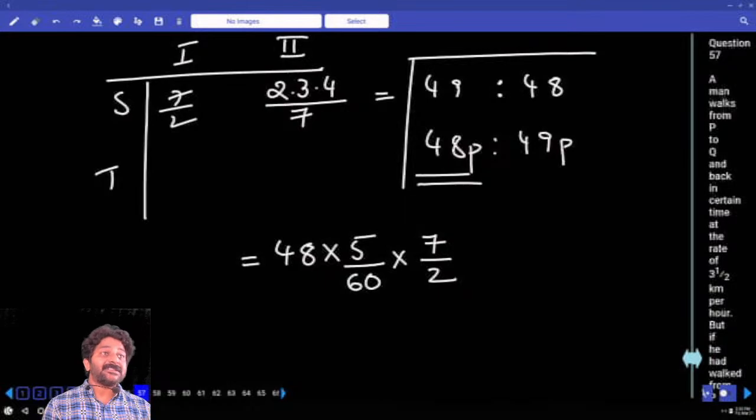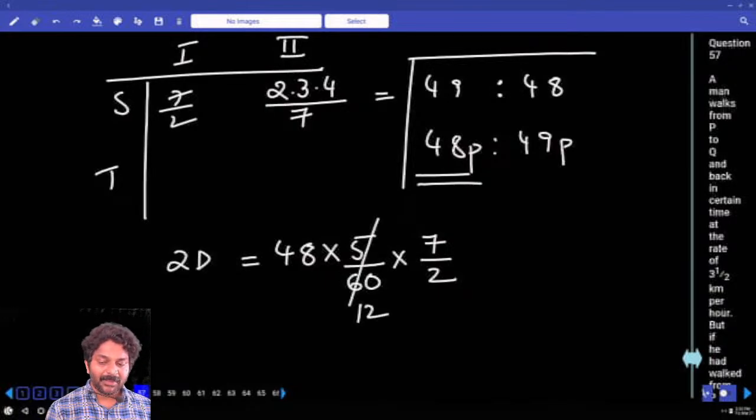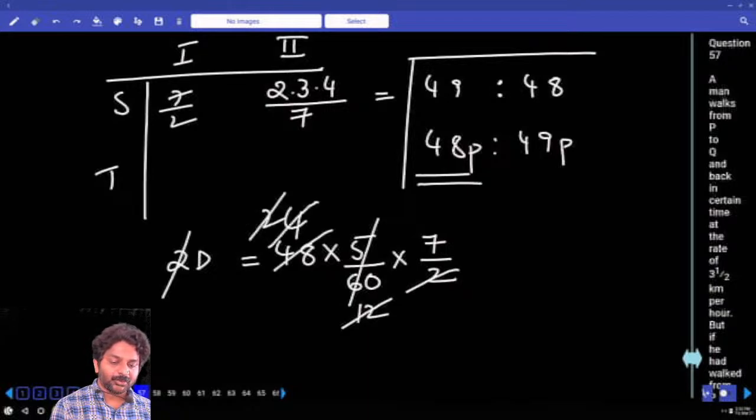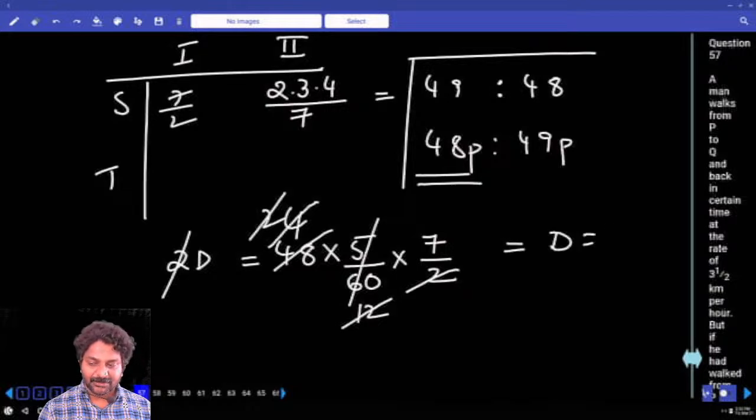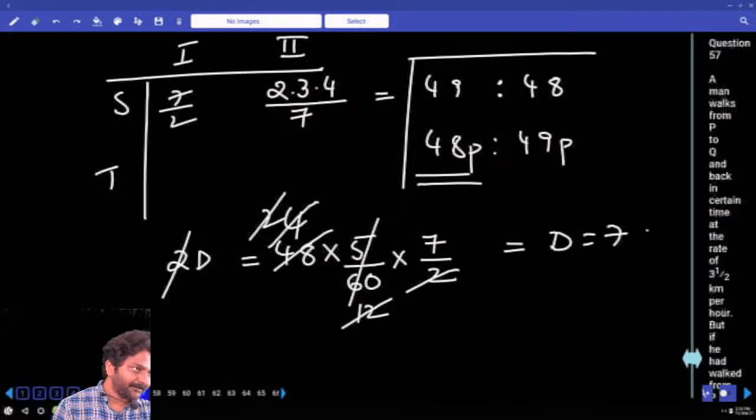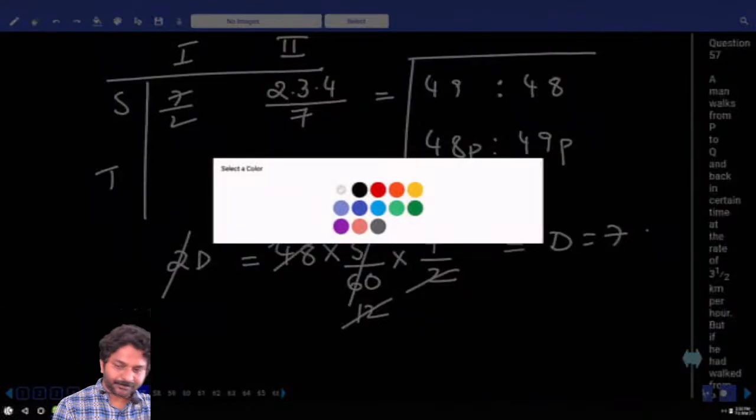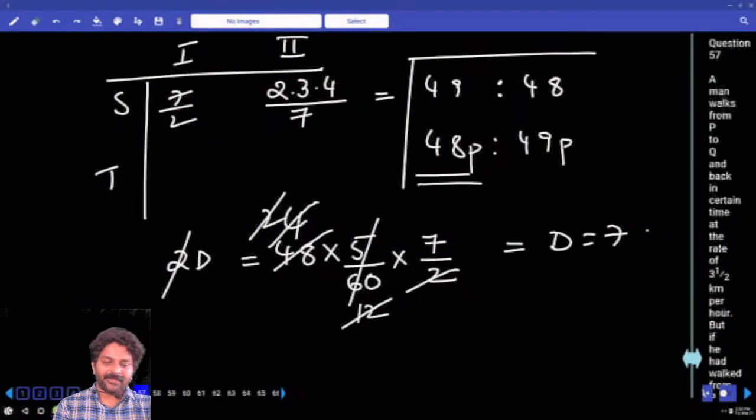In the first case, how much is the distance covered if the distance between P to Q is treated as D? Onward D, return D, total 2D. 5 by 60 is 1 by 12, 12 is 4 times, 2 is 2 times, 2 cancels. From this, D is equal to, this is one way. The other way is, probably you find this one, the other one would be easier.